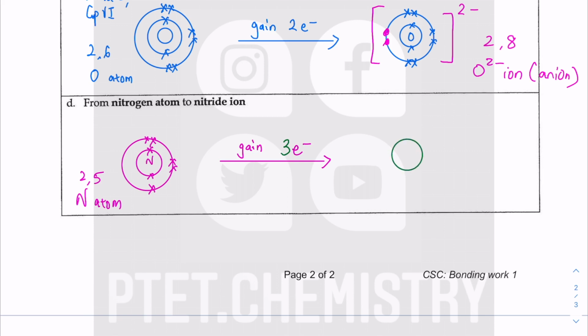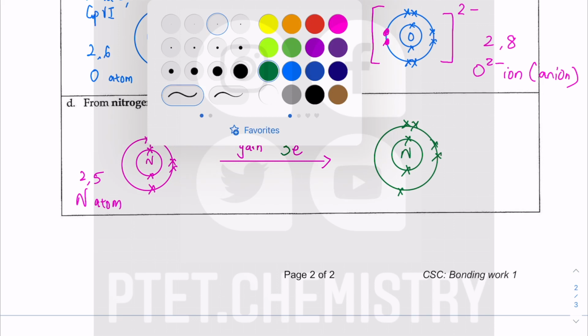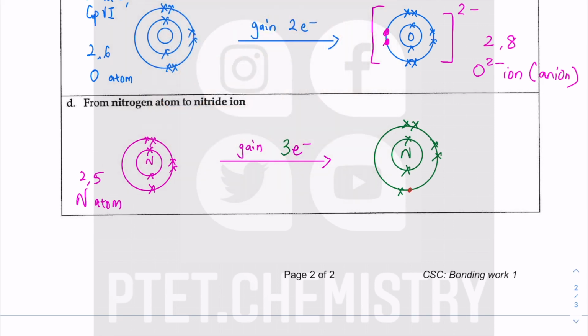So what we do is we draw and we see. Without drawing, you don't see it. If you just listen to me talking, you will not see it. So what I'll do is I should do another color. I add 1 electron, 2 electrons, 3 electrons.